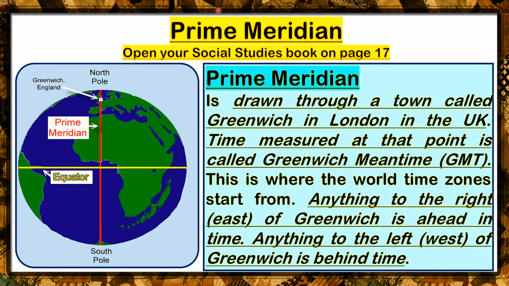So what do you mean by prime meridian? It is drawn through a town called Greenwich in London in the UK. Time measured at that point is called Greenwich Mean Time or GMT. This is where the world time zones start from. So anything to the right, east of Greenwich, is ahead in time, and anything to the left or west of Greenwich is behind time. I told you already the reason. It is mainly because the sun is rising at the eastern part of the earth. So we are ahead of time compared to the western part of the world.